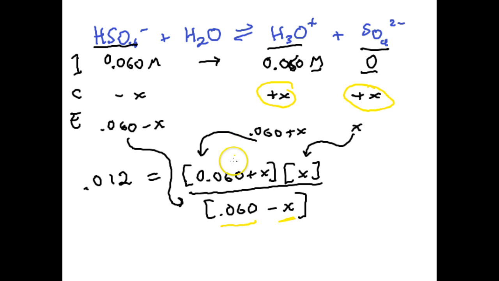So what does that mean? That means any x that you subtract from 0.060 is going to be insignificant. Also, any x that you add to 0.060 is going to be insignificant. So in such a case, you would be able to cancel these out. They would just be 0.060, this would be 0.060, this would be 0.060. And 0.060 divided by 0.060 is just 1. And so x would equal 0.012.